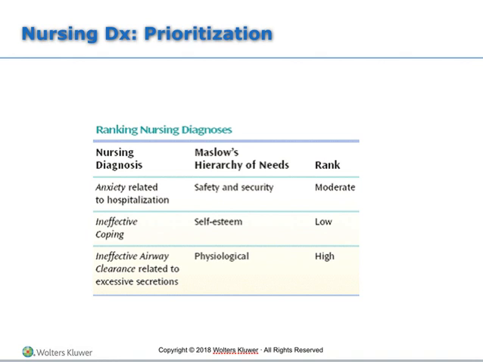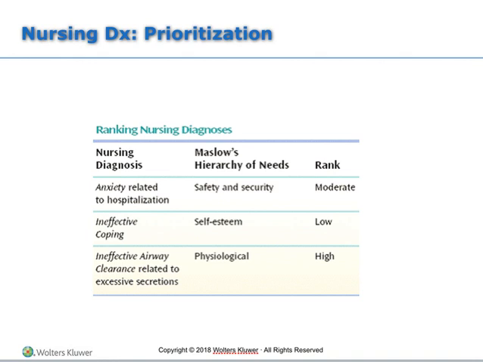Just because a nursing diagnosis is applicable to a patient's situation, it doesn't mean it's a top priority. For example, on this screen, we've got anxiety, ineffective coping, ineffective airway clearance. Only one of those is a high priority, and that's the physiological. The highest priority is always going to be the physiological nursing diagnosis, and that's per Maslow's hierarchy, which should be something you're very familiar with at this point in time.